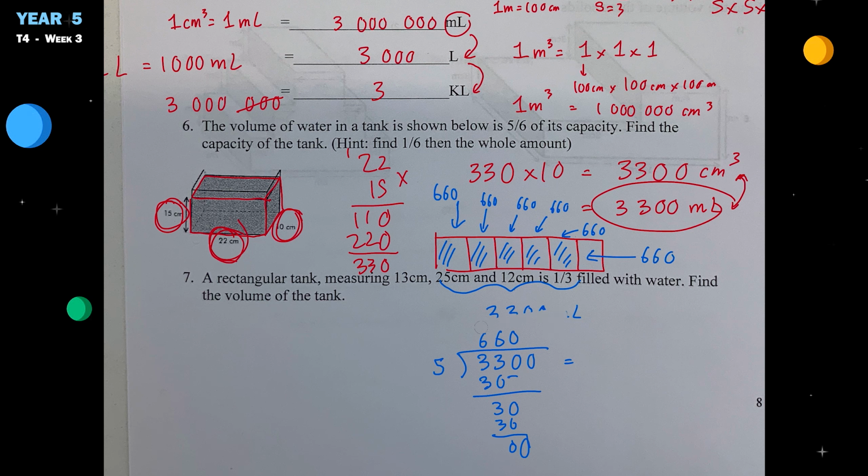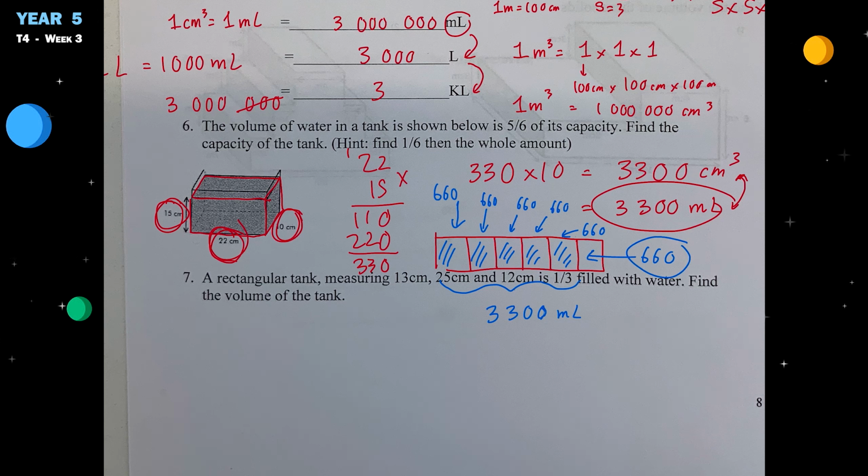So if you want to know how much water this tank can hold all together, well, what we do is we just have to get 660 multiplied by 6 pieces. You've got 1, 2, 3, 4, 5, and 6. There's 6 pieces. So do 6 times 660 and get the answer.